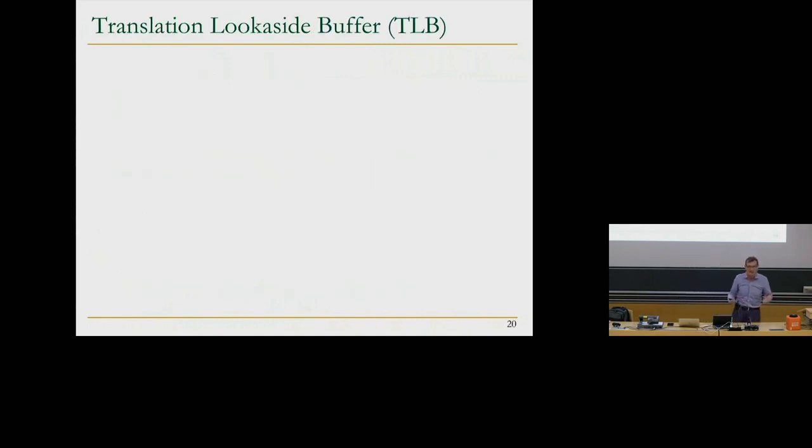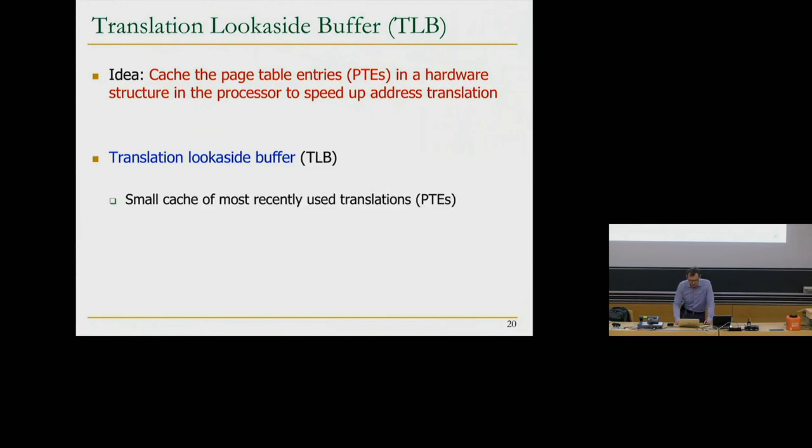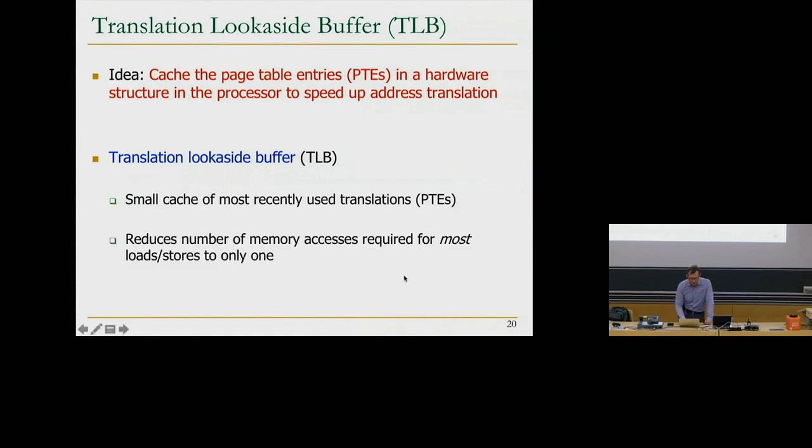It's a very specialized cache, and its purpose is just to cache the translations that you've seen or done in the past. Or, in other words, you cache the page table entries in a hardware structure in the processor to speed up the address translation. Let's take a look at what it looks like. So this is called the translation lookaside buffer. It's a small cache of most recently used translations. Like any cache, you can have different policies for it, of course. It reduces the number of memory accesses required for most loads, stores and instruction fetches to only 1.